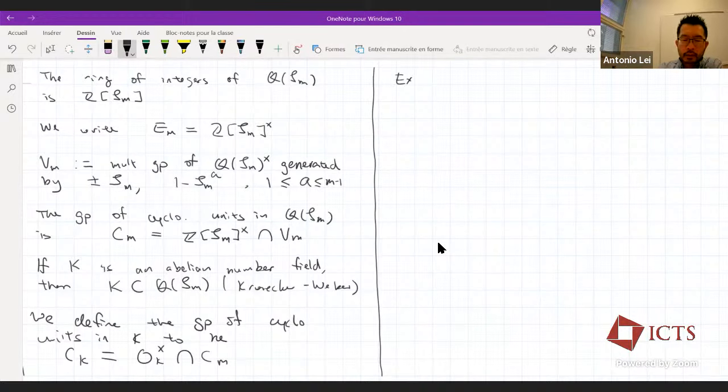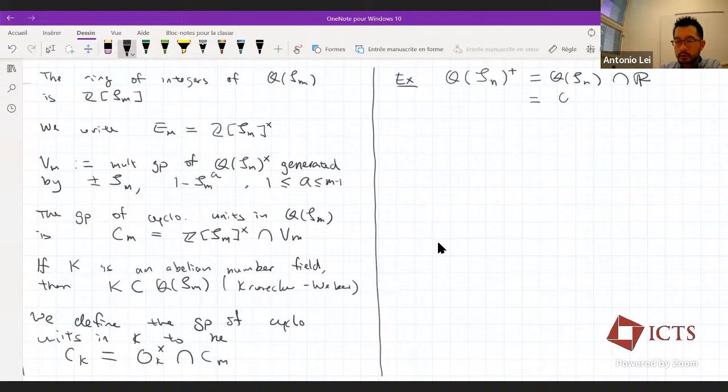Okay, so this is the definition of cyclotomic unit. Just to give an example, we will be interested in, for example, the totally real field inside the cyclotomic extension. Let's say we look at Q(zeta_n)^+, which is simply Q(zeta_n) intersected with the real numbers, and this can be explicitly written as this. So you have a totally real field, and you can try to write down an element in this group like this.